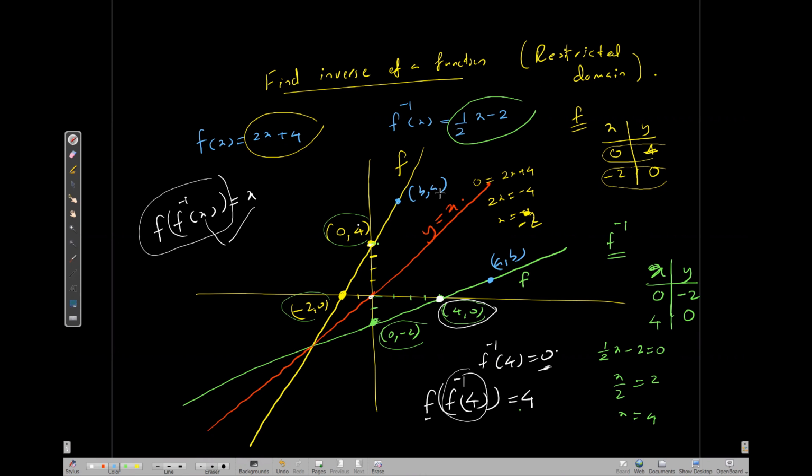Now we are going to use this to see some nice things. But before that, let's do it together. So how about this example?